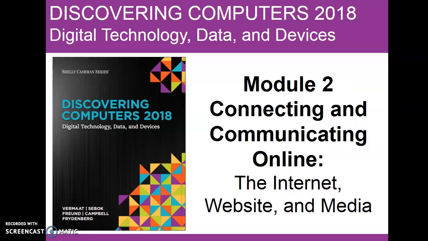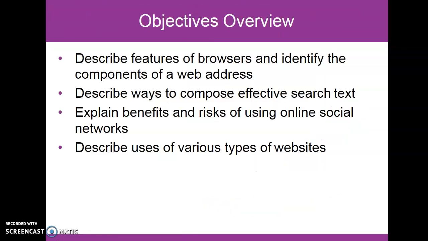Right. Okay, let's continue with the second part of our module 2, connecting and communicating online, the internet, website and media. So these are the objectives for this video. So first, I will describe the features of browsers and identify the components of a web address. Then I will explain the ways to compose effective search tags, as well as the benefits and risks of using online social networks. And also I will describe the uses of various types of websites.